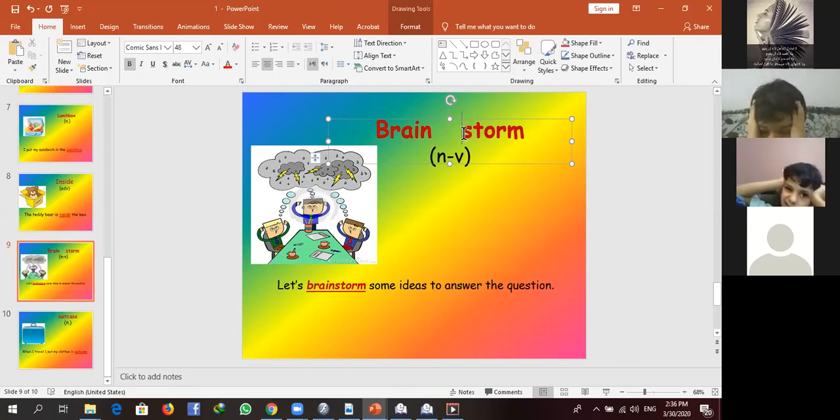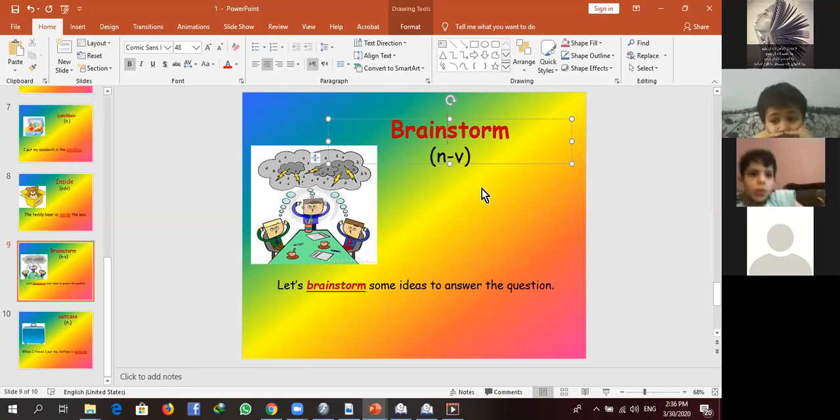What's the relation between brain and storm? These are two different things. Actually, let me explain this. When we put brain and storm together, that means you are thinking very quickly and you are so smart. When I say brainstorm, that means think quickly in a smart way. Got it, guys? Think quickly in a smart way. The one who thinks in a brainstorm way is so smart. Got it, guys?